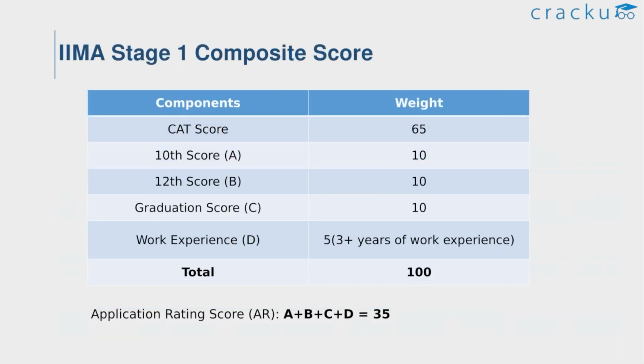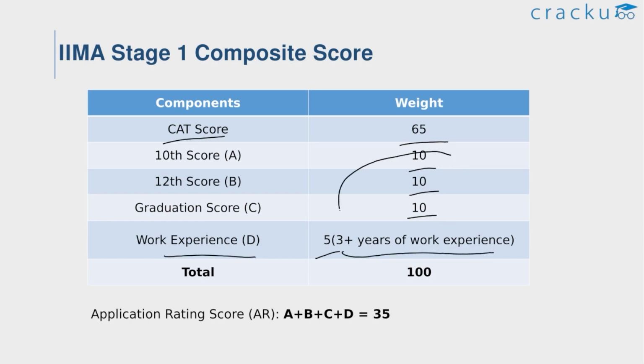So this is the stage 1 selection criteria. You can see here that high priority is given to the CAT score, as they gave the weight of 65. If you perform well in the CAT, there will be a high chance to get a call from IIM Ahmedabad. So coming to the 10th, 12th and graduation scores, they gave the weight of 10 for each, and they gave a weight of 5 points for the work experience of more than 3 years.